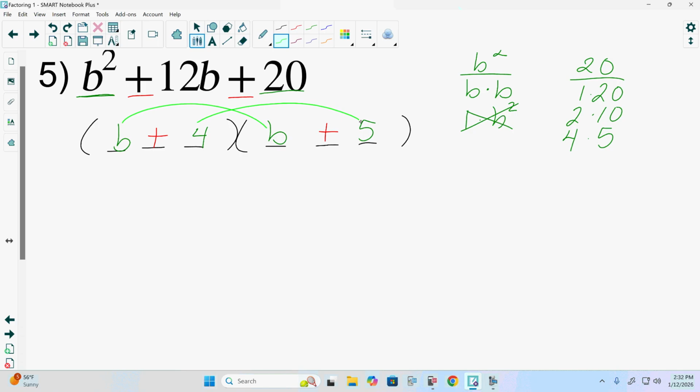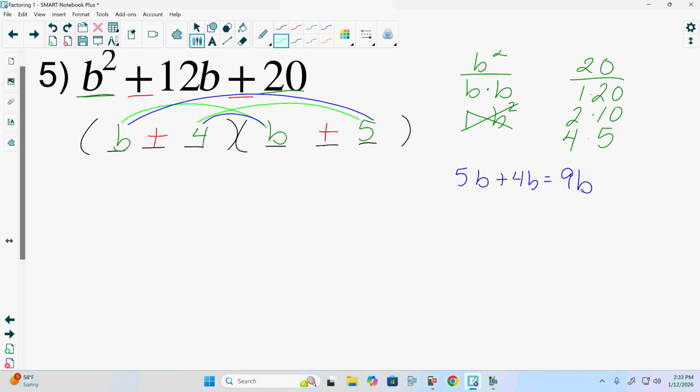The ones that I check are our outer and inner, because I'm checking for that middle term. b times 5, positive 5, is positive 5b. 4 times b is positive 4b. And 5b plus 4b is 9b. Is that the middle term we wanted?